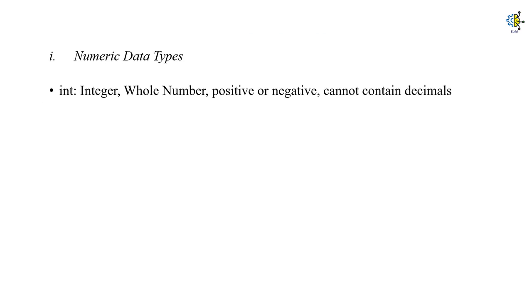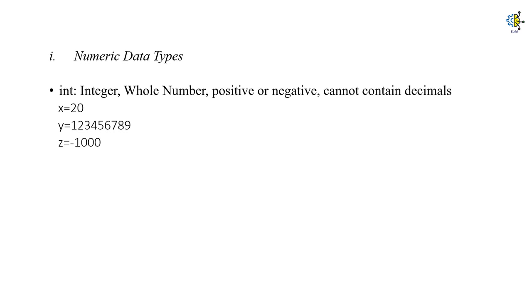Let's take a look at the numeric data types. The first one is int. It stands for integers and represents whole numbers, positive or negative numbers, and numbers which do not contain decimals. Here are a few examples.